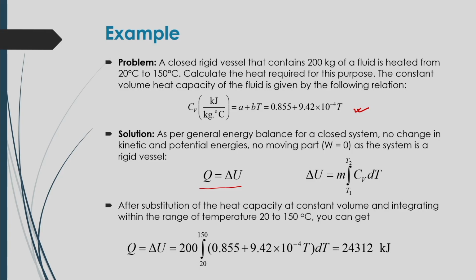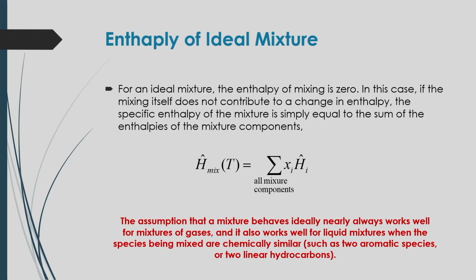energy balance equation as Q equals delta U, where this delta U will be calculated based on this equation here, according to the specific heat capacity change with respect to temperature. So, after substitution of this heat capacity at constant volume and integrating within the temperature range of 20 degrees to 150 degrees Celsius, you can get this internal energy change as 24312 kilojoule. Now, how to calculate the enthalpy of an ideal mixture?